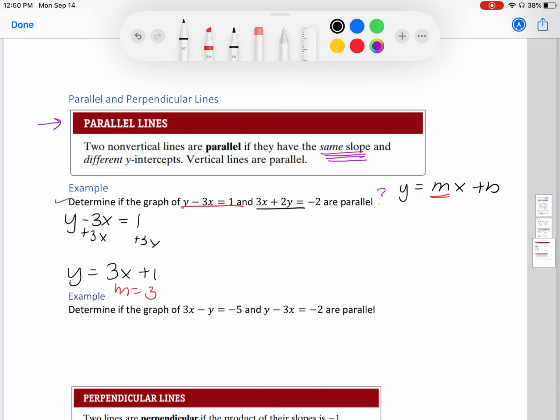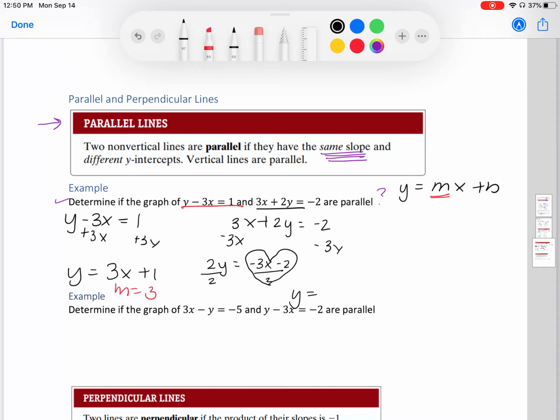Okay, for my other function, I have 3x plus 2y equals -2. Let's move the 3x over, minus 3x, minus 3x. We're left with 2y is equal to -3x minus 2. Not 2y, why did I say 2y? Okay, lastly, get y by itself by dividing by 2. Divide by 2. We're left with y is equal to, and this 2 is dividing both terms in the numerator.